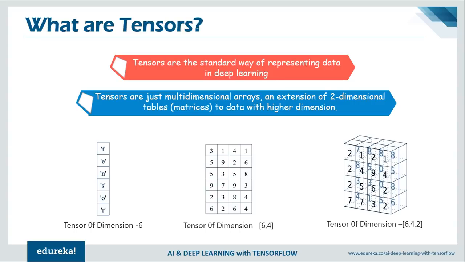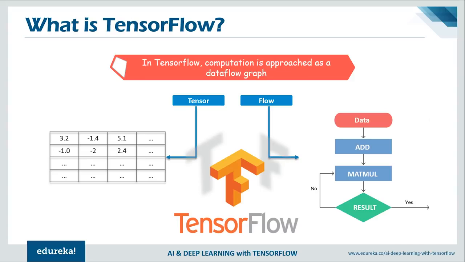TensorFlow, as the name indicates, is the framework to define and run the computation involving tensors. So as you can see, we have a tensor of dimension 6, then we have a tensor of dimension 6, 4, and finally we have a tensor of dimension 6, 4, 2. Now these dimensions are not limited to 2, it can be multidimensional. Now in TensorFlow, the computation is approached as a data flow graph.